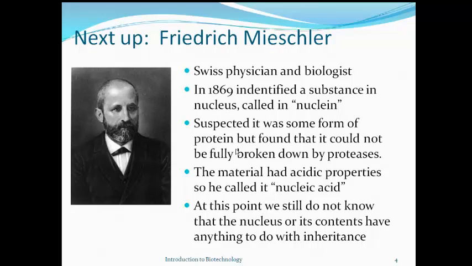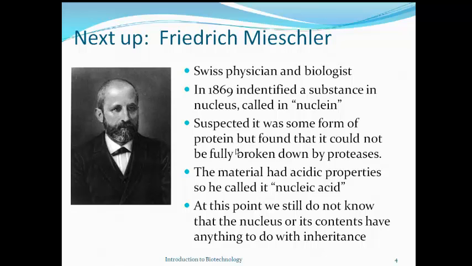This is Friedrich Miescher. He was a Swiss physician, and he first identified a substance in the nucleus of cells which he called nuclein. He thought it was a protein, but proteins can be denatured by enzymes called proteases, and we'll learn more about this later on in the course. We'll use proteases to denature proteins. He also noticed that this material had some acidic properties, so he called it nucleic acid. And still at this point, we don't know that the nucleus or its contents have anything to do with inheritance. So we're sort of building the story up here.